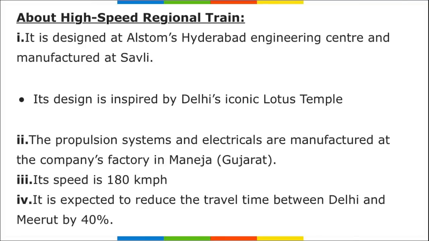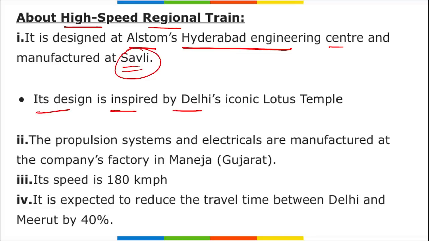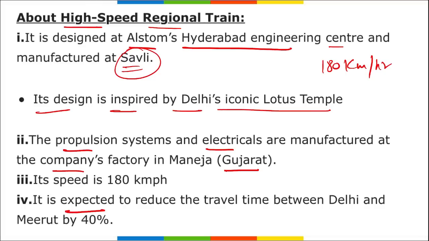Then if we talk about this high speed regional train, it has been designed at Alstom's Hyderabad Engineering Center and manufactured at Savli. The design of this train is inspired by Delhi's iconic Lotus Temple. The propulsion system and electricals are manufactured at the company's factory in Gujarat. It will have a speed of 180 km per hour. It is expected to reduce the travel time between Delhi and Meerut by 40%.